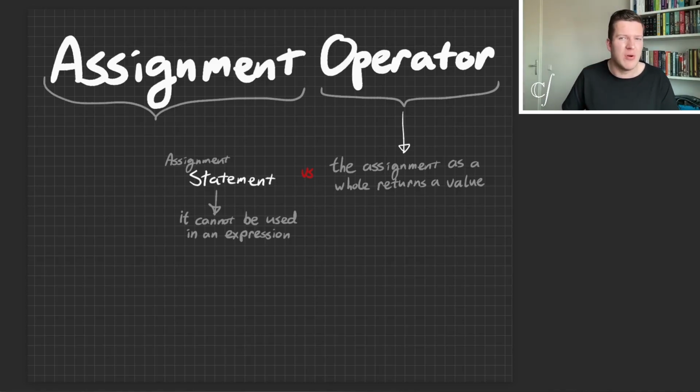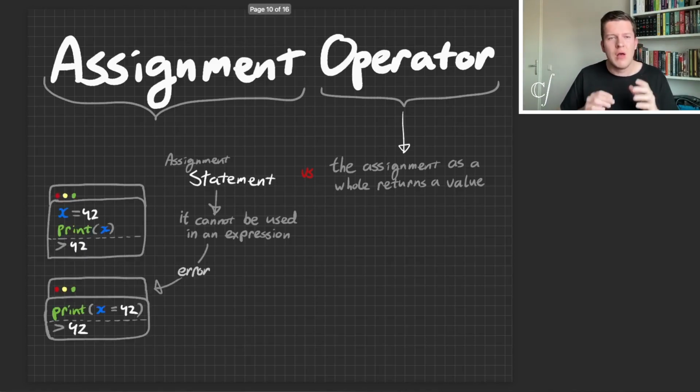Come on, we are coders. Let's just add some code examples to it, and then it will make much more sense. I have two code examples. One of them, the top one, uses assignment statements. X equals 42. In this case, equals is the assignment statement, and then print X, and that returns then 42.